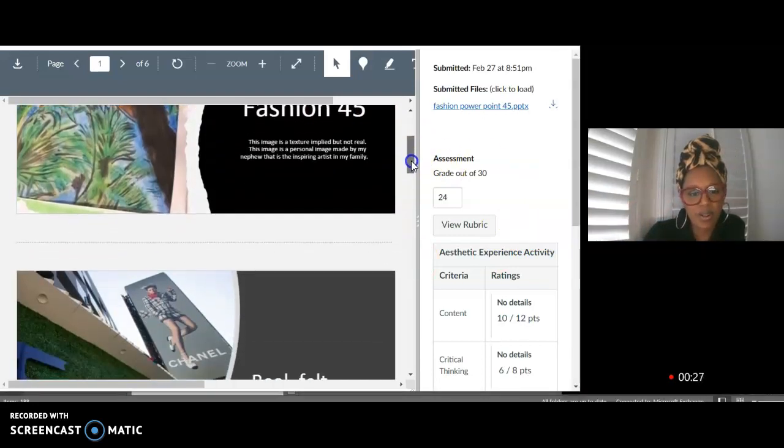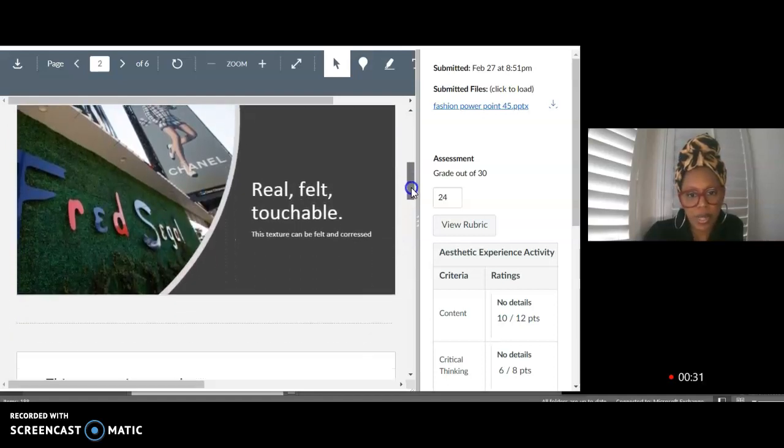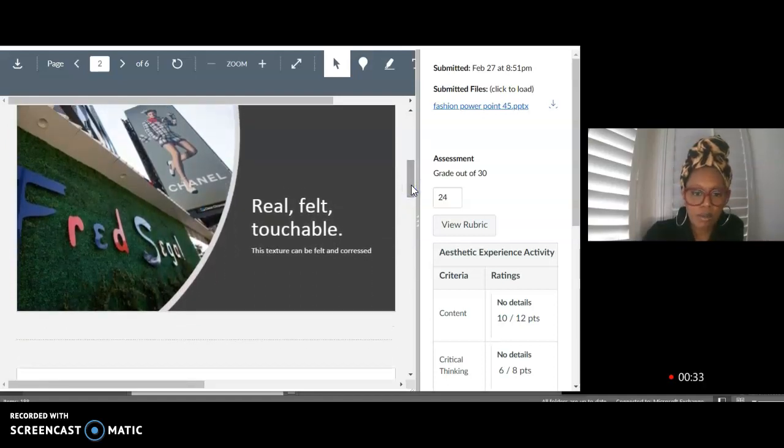Okay, so let's move down. Oh, good. I see that you took the template and made it your own. So, something with texture that can be felt, caressed. That's not spelled correctly, and I'm not the grammar and spelling police because I mess up too, but other instructors would say something, so make sure you spell stuff correctly. But oh, Fred Segal, he just passed last week too. So yes, I know this texture.